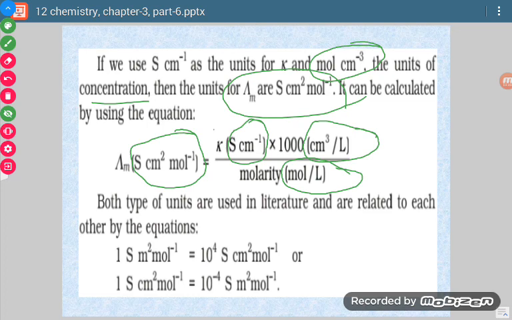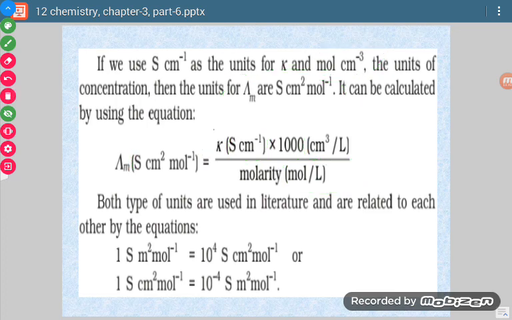Whether we are taking ml or centimeter cube, we have to multiply by 1000. So we can use either of these units. If we are asked many times what the units of molar conductance are, we will say the units of molar conductance are Siemens meter square per mole, or Siemens centimeter square mole inverse. So these are the units of molar conductivity.